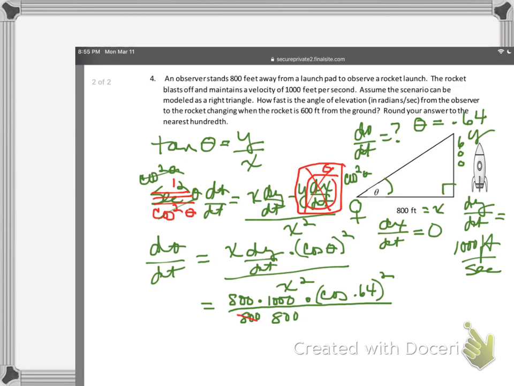Okay, the reason why I do that is just going to make it easier to cancel. So what do I know? Well, this 800 and this 800 can cancel. And it looks to me like I can get rid of these zeros, and 10 over 8 is really 5 over 4. So in your calculator, you're going to say 5 times the cosine of 0.64, and then square only that trig term, and then divide the whole thing by 4. And when you do all of that, you will get your final answer, which you should be getting as 0.80 radians per second. All right?